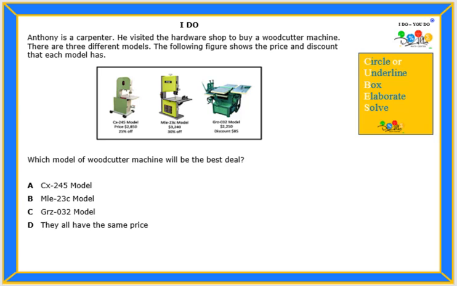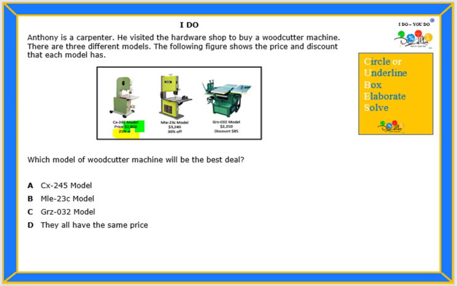Anthony is a carpenter. He visited the hardware shop to buy a woodcutter machine. There are three different models. The following figure shows the price and discount that each model has. So the first model is the CX245, and it has a price of $2,850, and it has 25% off.